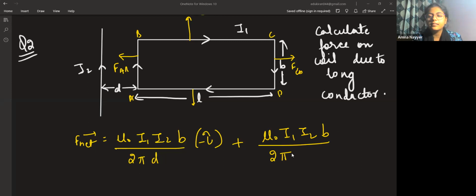After 2 pi, what should come? D. D plus L, ma'am. Perfect. D plus L, because this separation is L. So this becomes D plus L. Yes, right, ma'am. Correct. Perfect. Sidra, what should be the direction? Again, should I write minus i cap only, or something else? Sidra. I have already drawn the direction, so you just have to read it out.